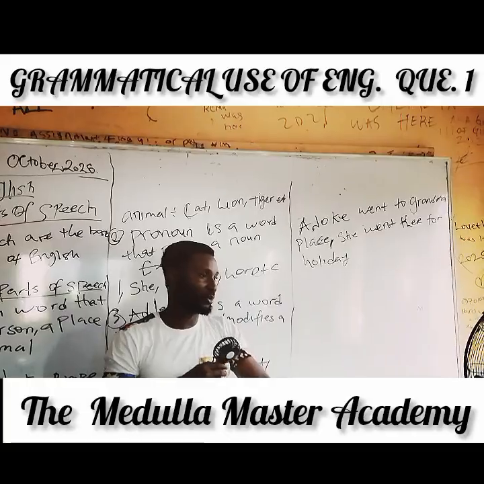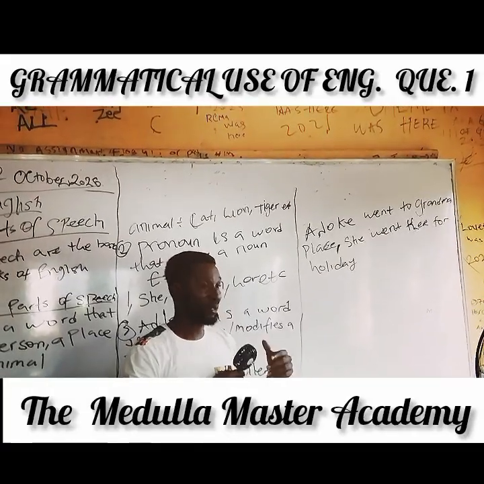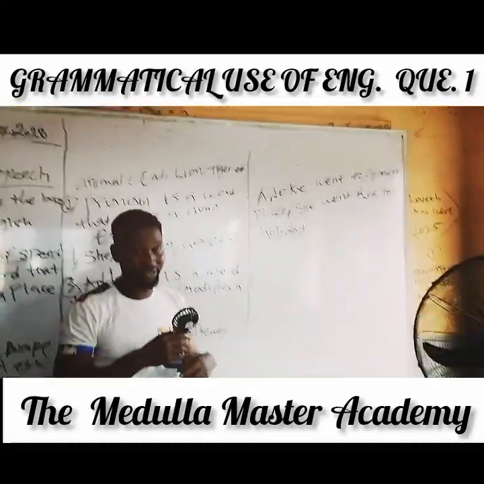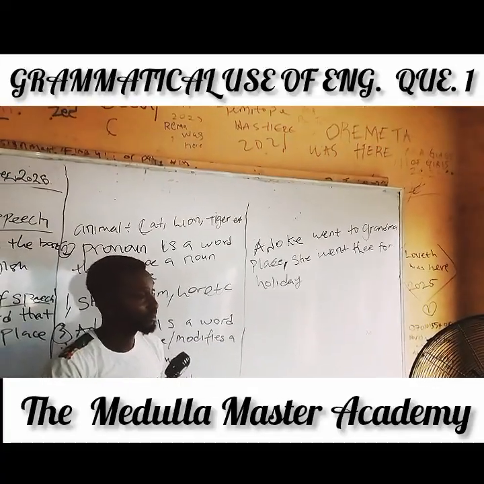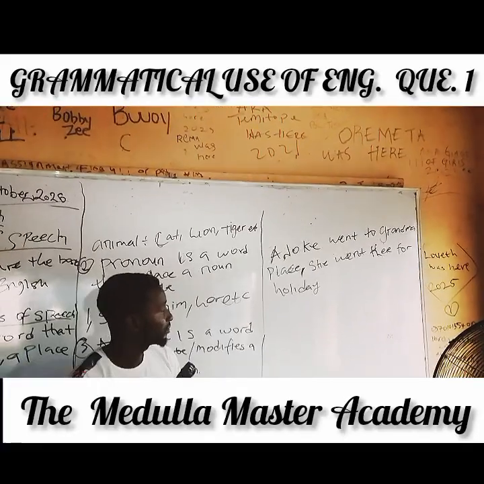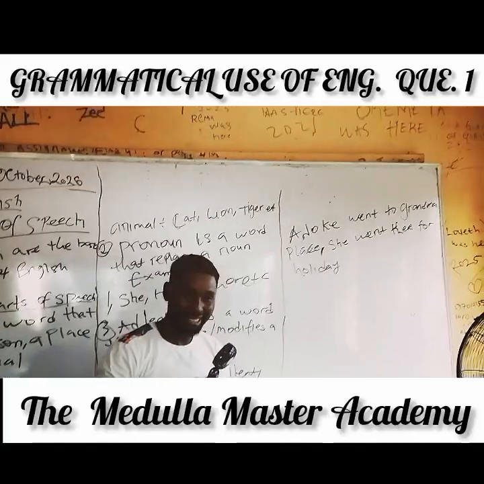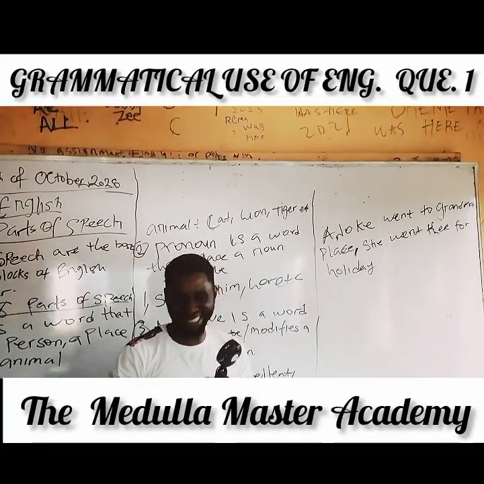And I want to see if some of you here are smart. Some of you raised up your hands already. What is the first thing you want to correct? Adoke went to her grammar school. She went there to spend her holiday. To spend our holiday. Or is it to spend?